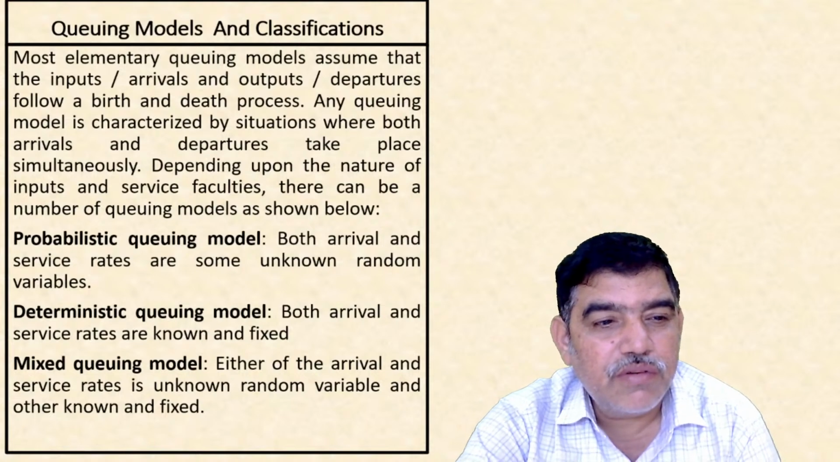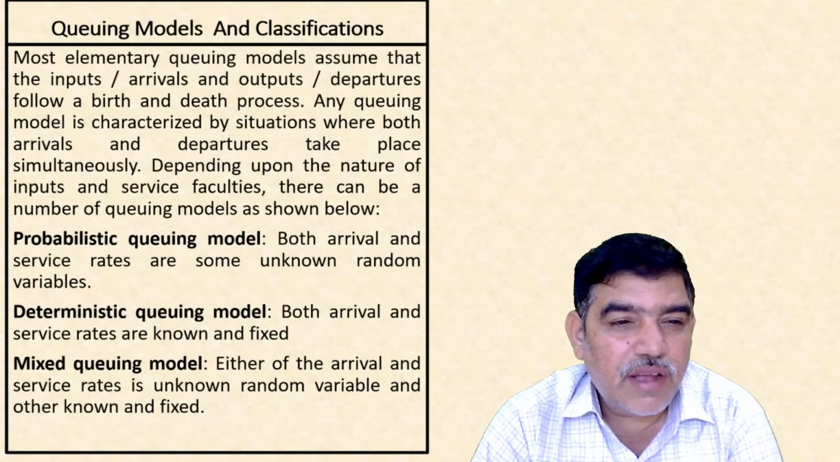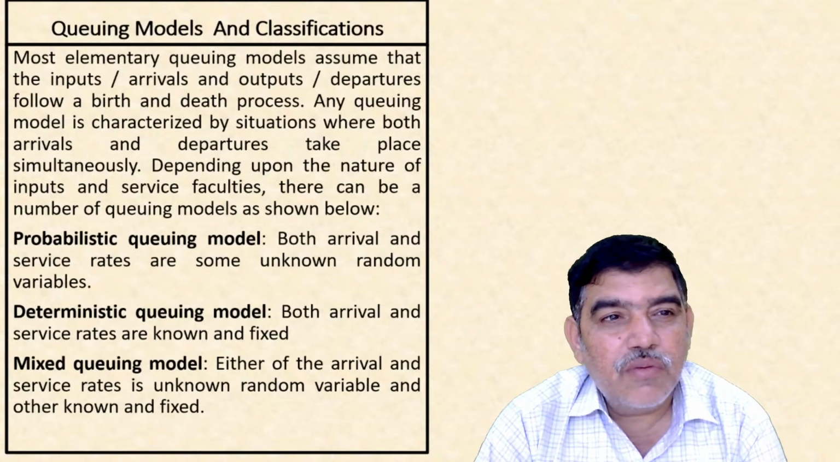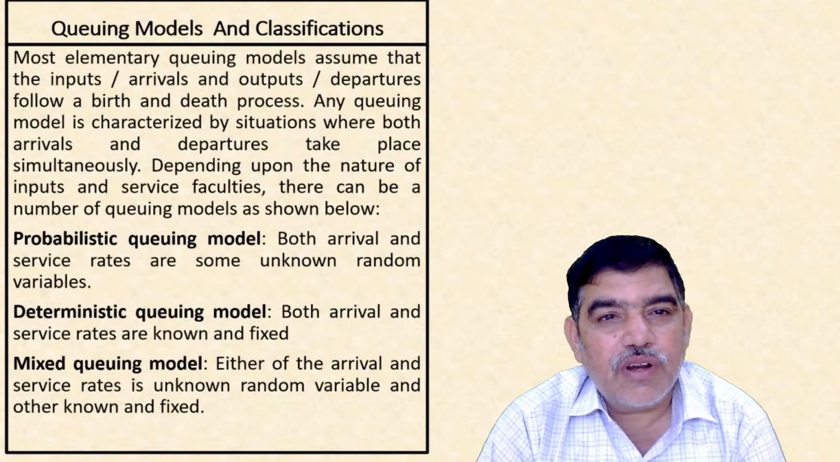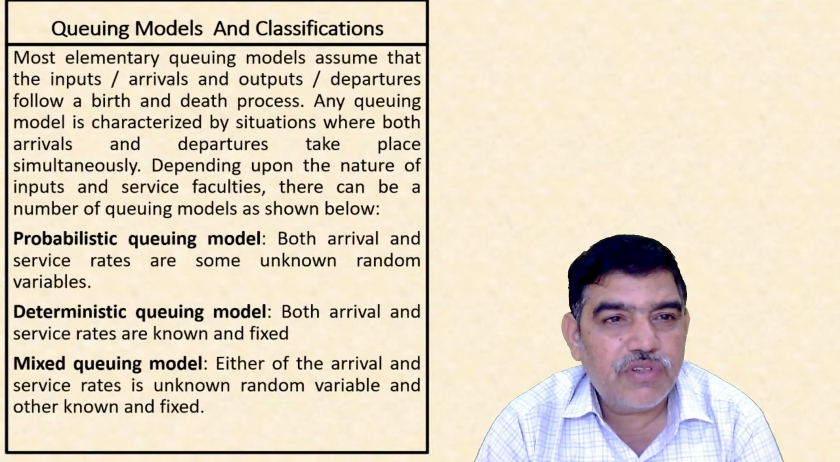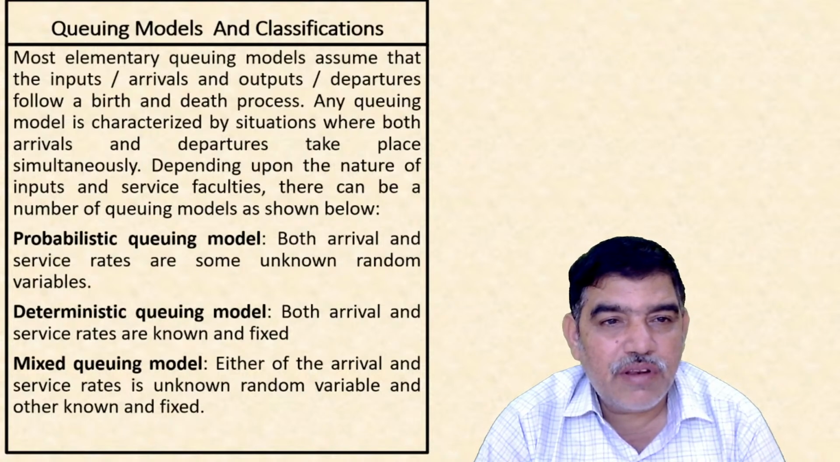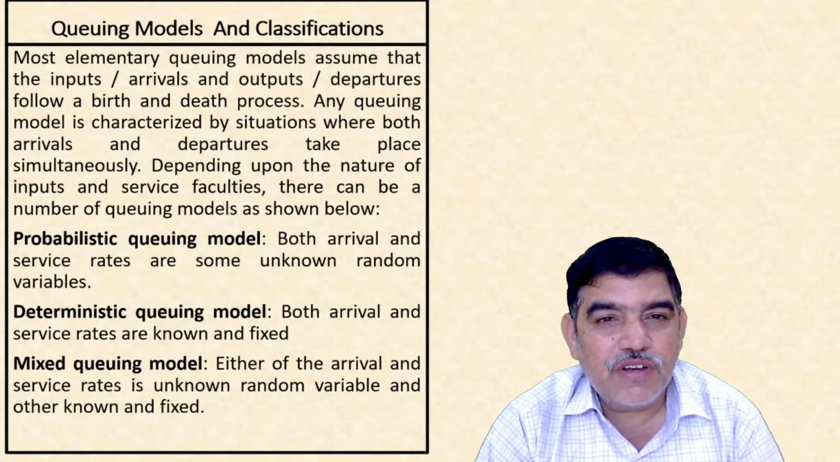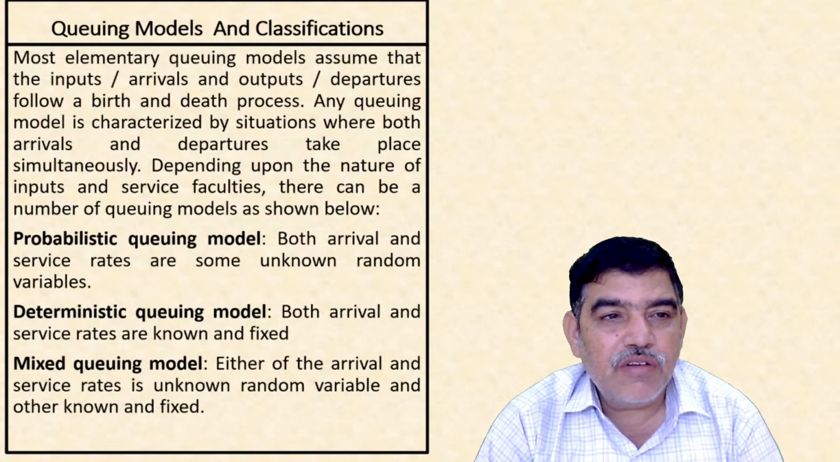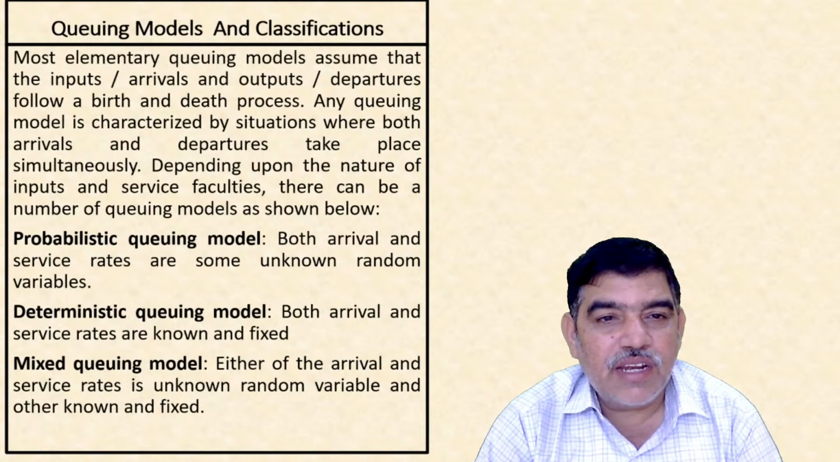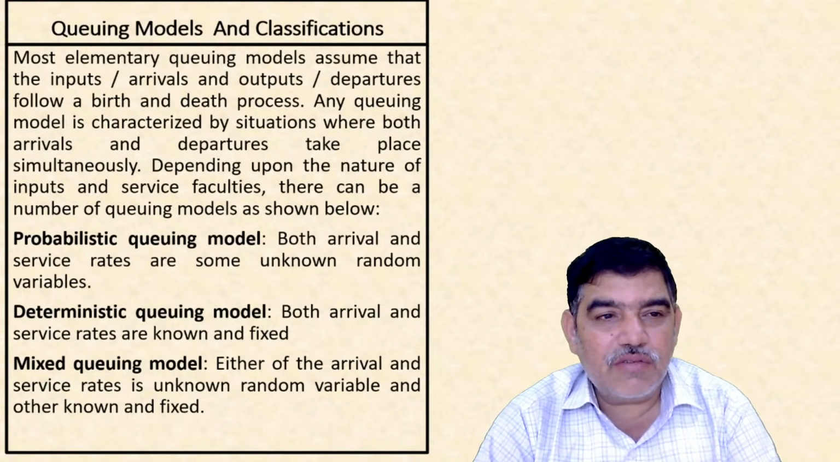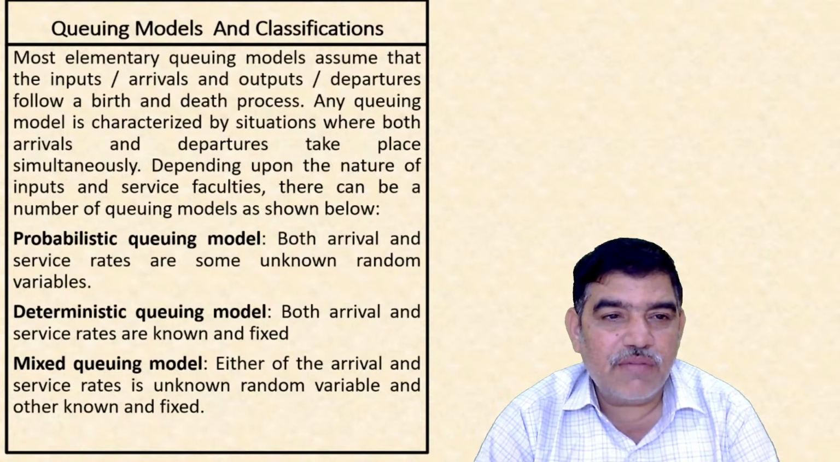Now we discuss the queuing model and its classification. Most elementary queuing models assume that the inputs, arrivals, and outputs follow a birth and death process. Input is always arrival, customer arrival, and output means the customer takes their service and departs. Any queuing model is characterized by situations where both arrivals and departures take place simultaneously.